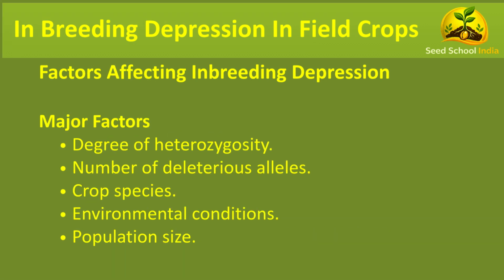The extent of inbreeding depression depends on several factors. These include the crop species, the level of heterozygosity, the number of harmful recessive alleles present, population size, and environmental conditions. Stressful environments often intensify the effects of inbreeding depression because weakened plants are less capable of coping with adverse conditions.